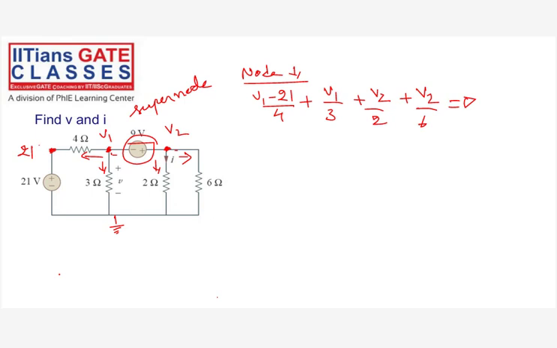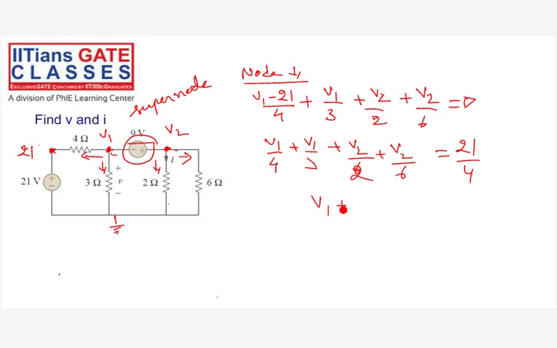I already told you how to write the supernode equation. Can someone tell me the supernode equation? V2 minus V1 equals 9. Yes, V2 minus V1 is equal to 9. That is the second equation. So you have two equations, two unknowns, solve for V1 and V2. Understood, right? V2 minus V1 is equal to 9.